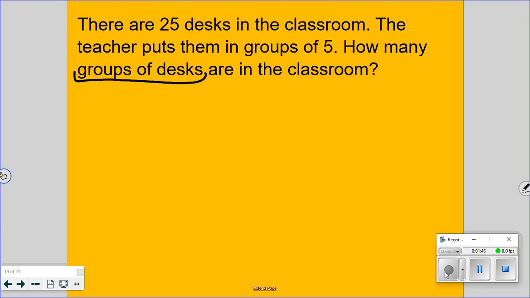Let's go ahead and write our answer sentence. No, there's not blank desks. There are blank what? Groups of desks. Groups of desks. That's different than desks. I know how many desks there are. 25. I already know that.